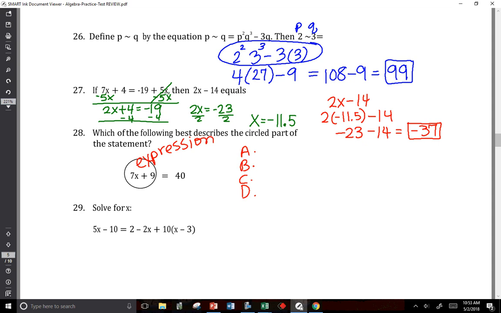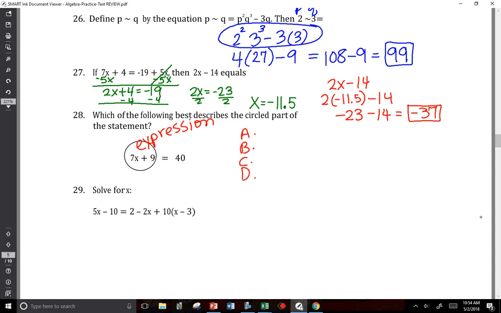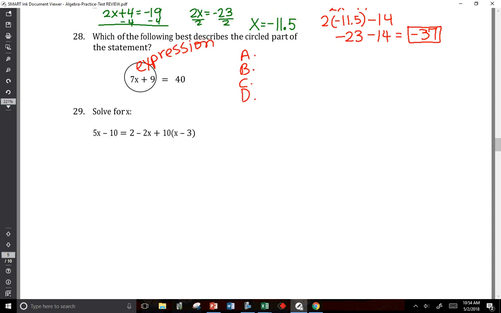Okay, number 29, solve for x. 5x minus 10 equals 2 minus 2x plus 10 times x minus 3. So we want to distribute the 10 first: 10x minus 30. So I have 5x minus 10 equals 2 minus 2x plus 10x minus 30. And then you want to combine like terms. We're going to put the 10x and the minus 2x together, and the positive 2 and the negative 30 together. So I have 5x minus 10 equals 8x minus 28.